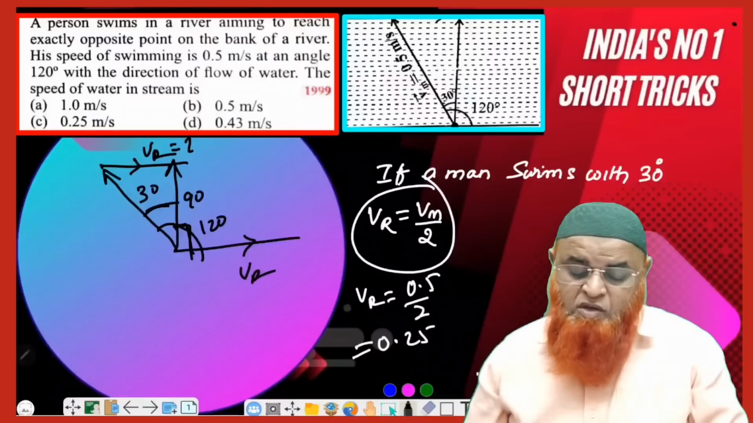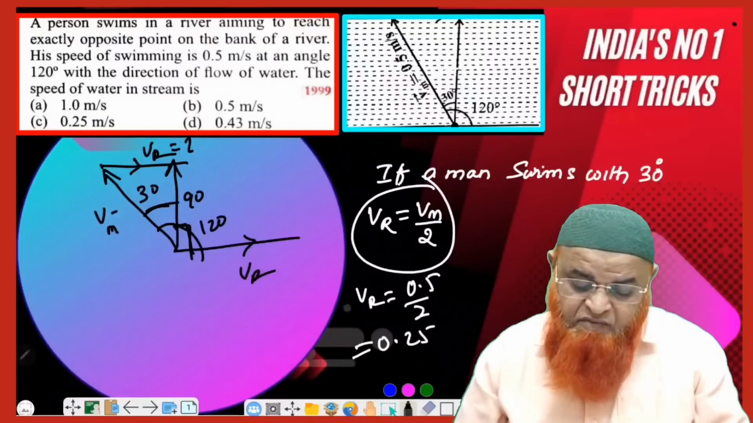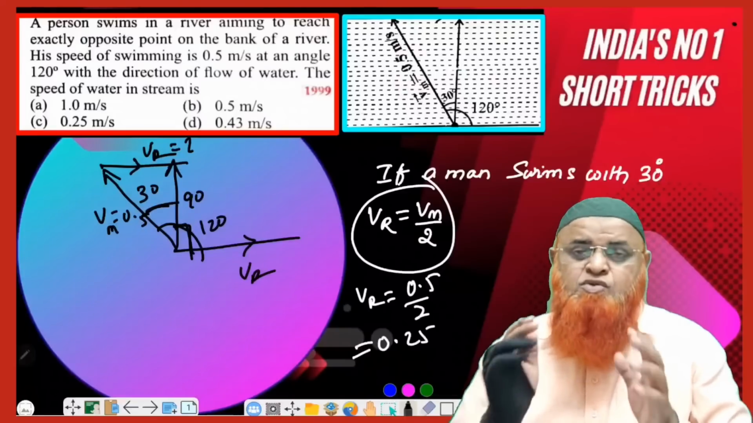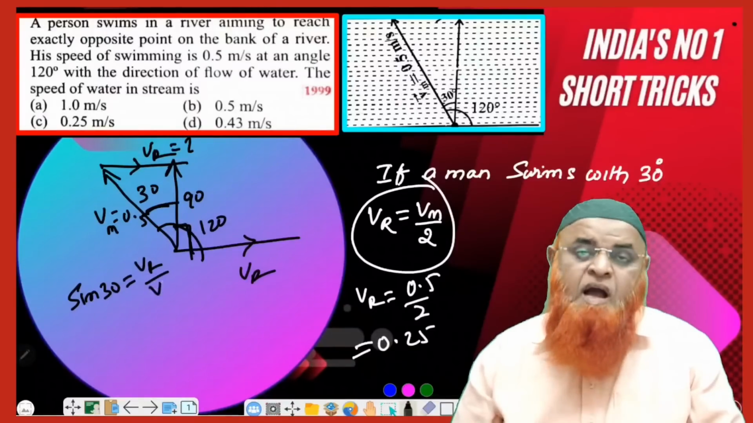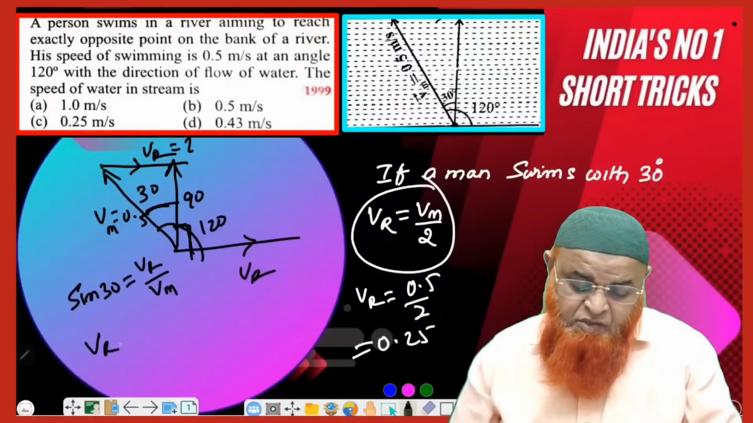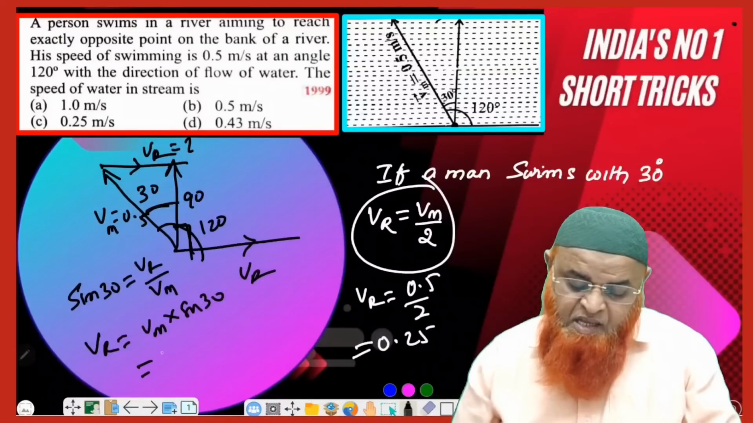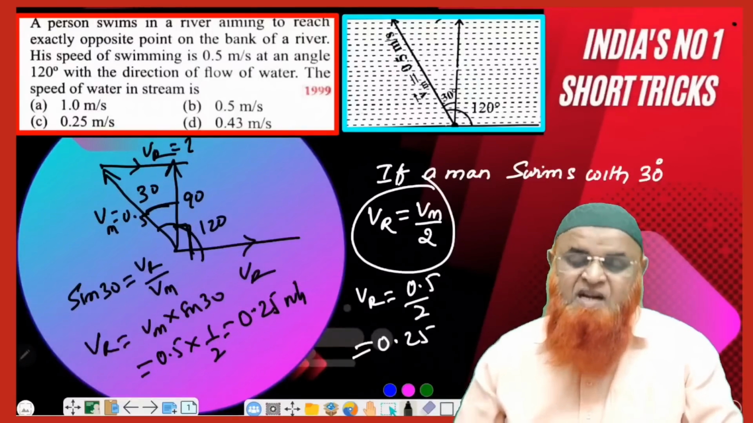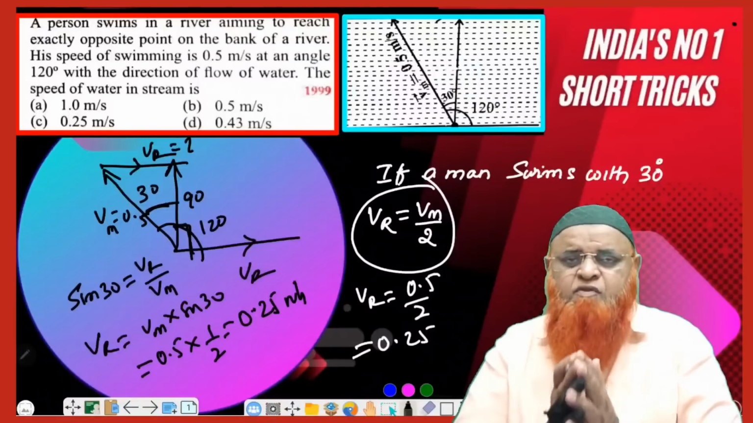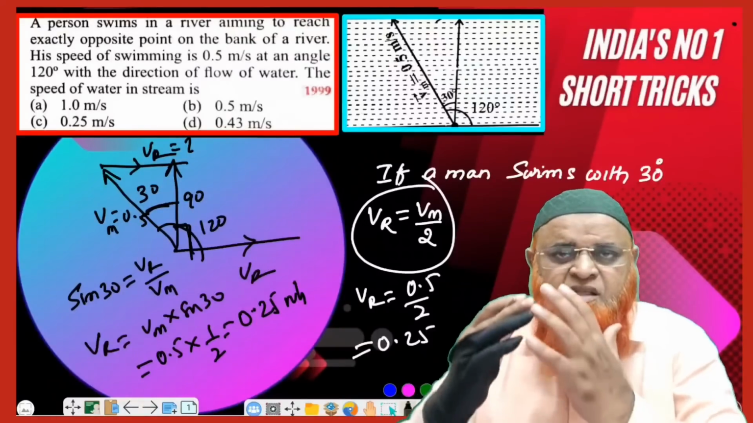So how are you going to find out the velocity of the river? It is said that the velocity of the man is going to be 0.5. Then you do one thing exactly, you can just apply sine 30 here. Sine 30 is nothing but opposite side by hypotenuse, that is velocity of the river by velocity of the man. So therefore velocity of the river is nothing but velocity of man into sine 30. Your answer is going to be 0.5 into 1 by 2. You are exactly getting 0.25 meter per second. So this is an actual process. If you want a shortcut, which is also ready, which I explained in the first case.